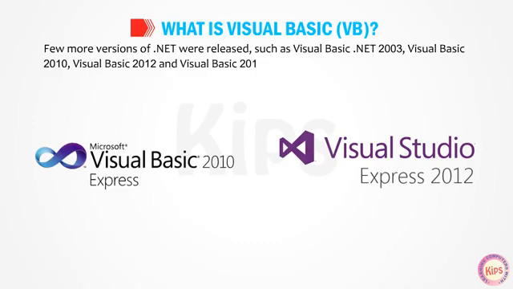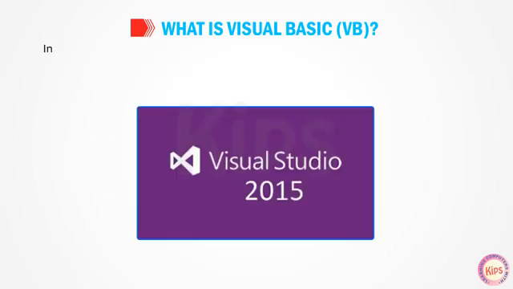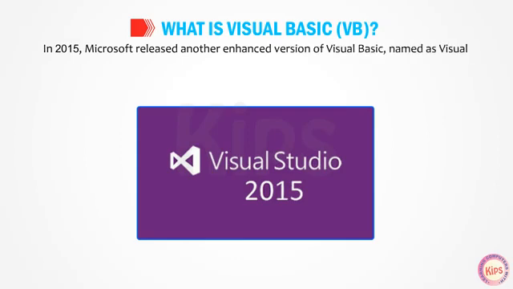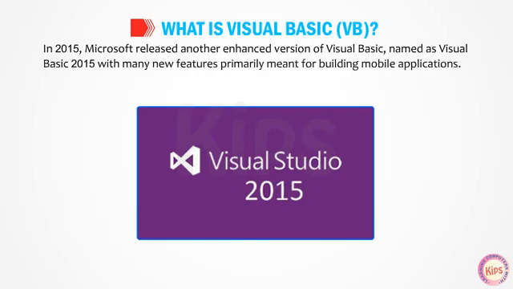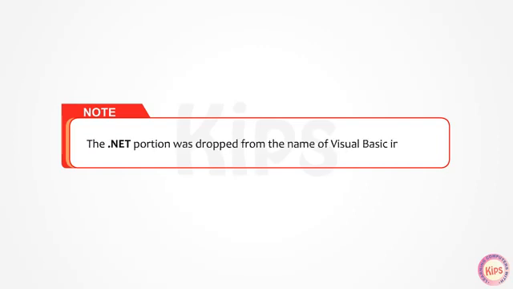In 2015, Microsoft released another enhanced version of Visual Basic, named Visual Basic 2015, with many new features primarily meant for building mobile applications. Okay, note, the .NET portion was dropped from the name of Visual Basic in 2005.